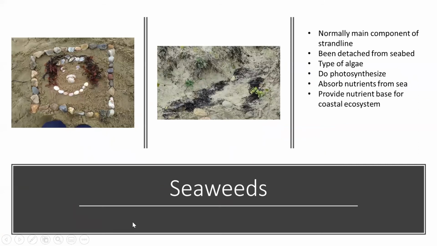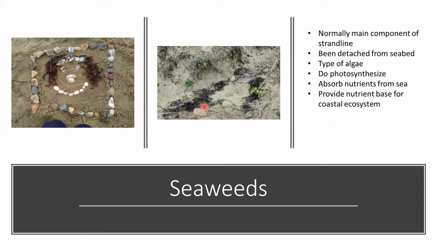So let's have a look at some of these things that we might see. As we said, the most prominent way of identifying that you found that strand line is this deposit of seaweed. So they make up, as we can see in this one here, normally the main component of that strand line. And the seaweed that we see here has been detached from the seabed. It's actually a type of algae.